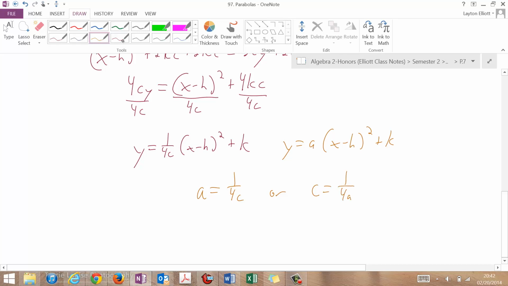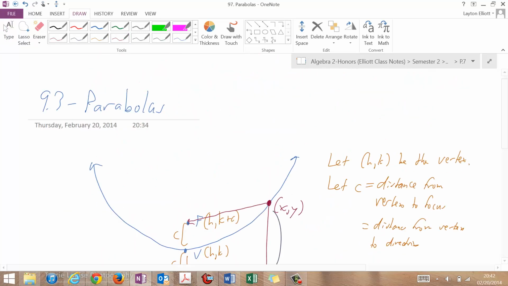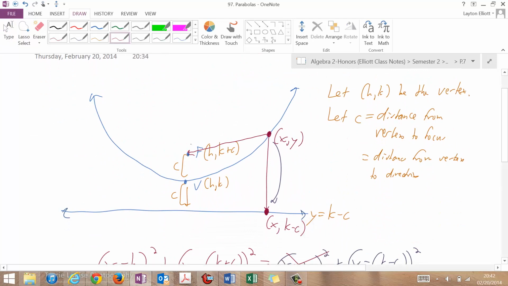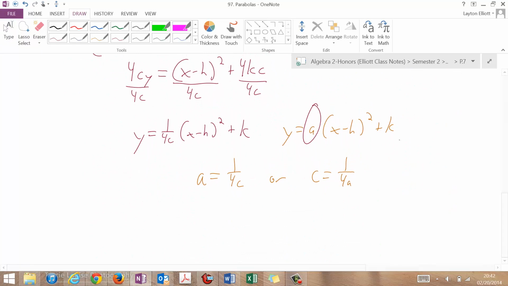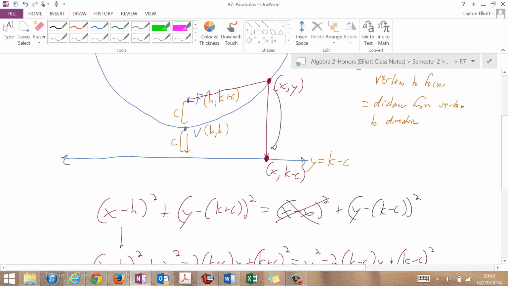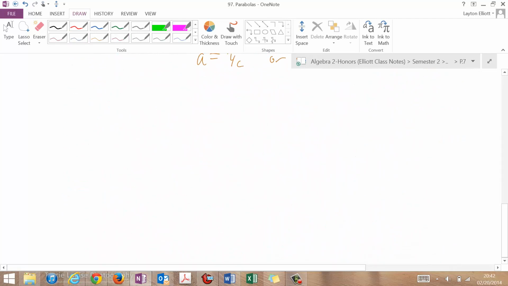So many of you guys are wanting to know, what does that a value do? Well, if I break it up and make it 1 over 4c, and I go back up and see what c means, c is that distance from the vertex to the focus, or the vertex to the directrix, and that lets me get what c is. So that's the derivation of this. I would challenge you to flip this whole thing over on itself and do it again for the right-left one.